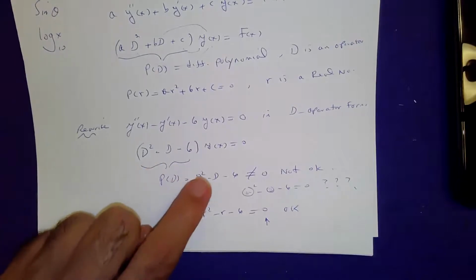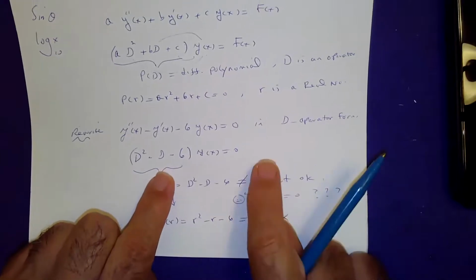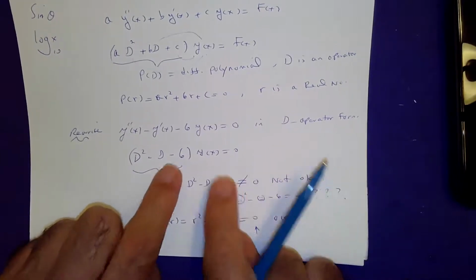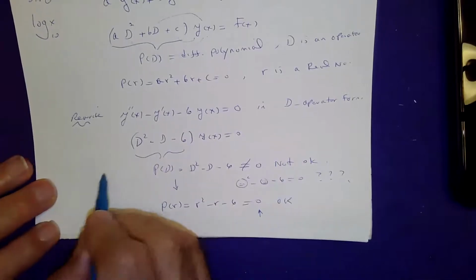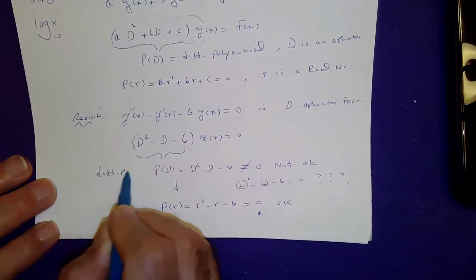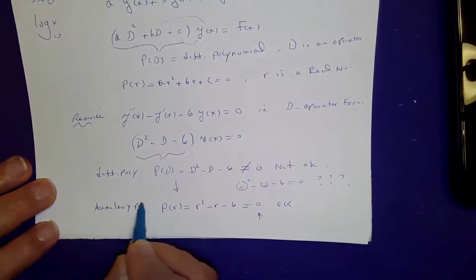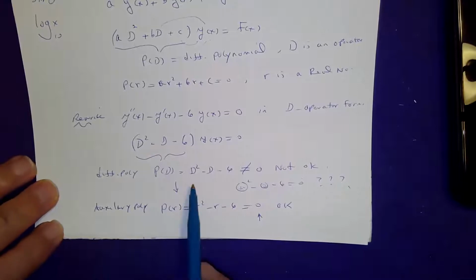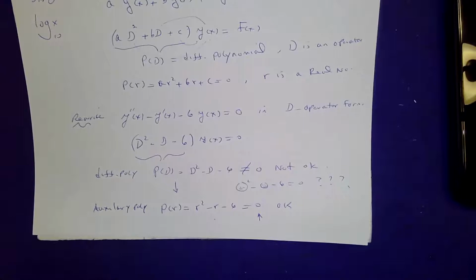But associated with any differential polynomial, there is an auxiliary polynomial. So this guy is called the differential polynomial. This guy is called the auxiliary polynomial. The difference: you can set this guy equal to 0, but not this guy.